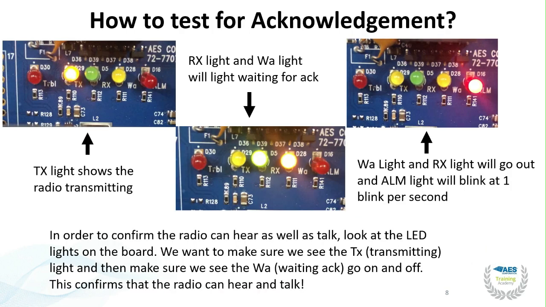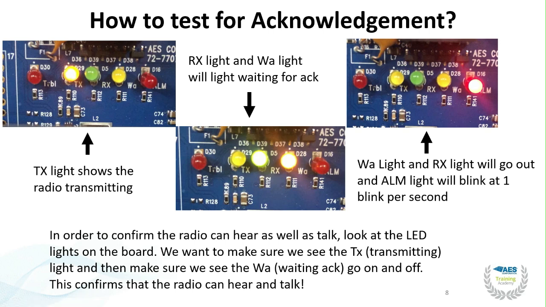These are going to be the lights found on the board of the AES subscriber. If you want to initiate a transmission, please hit the reset button on the board of the subscriber. After you do that, the TX light will show up. This will go out when the transmission is done sending. Then the RX and the WA light will light up.